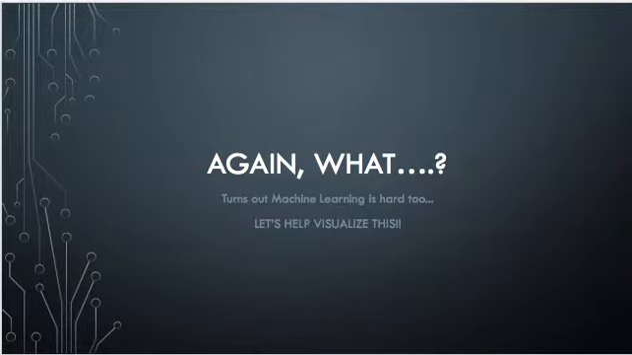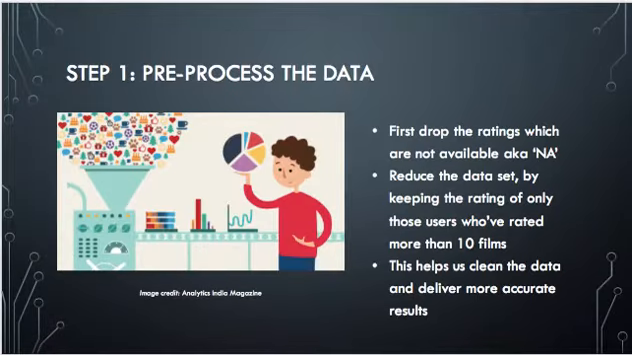So this might seem too complex or too fast for people to understand, so what we're going to do now is help you visualize what is going to happen. First we're going to pre-process the data set. We're going to drop the ratings which are not available, and we're also going to keep only the data of the users who have rated more than 10 films. We hope this will help us in performing data cleansing, which will remove the data which won't contribute much to the results in a vital manner.